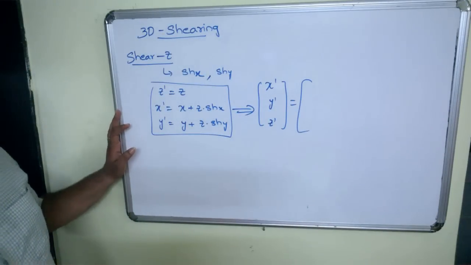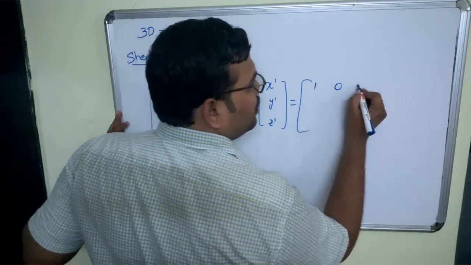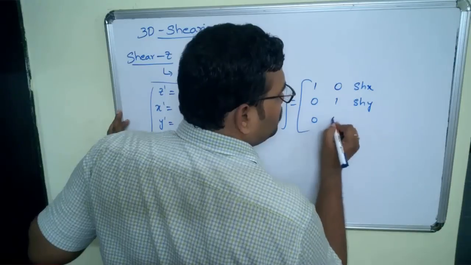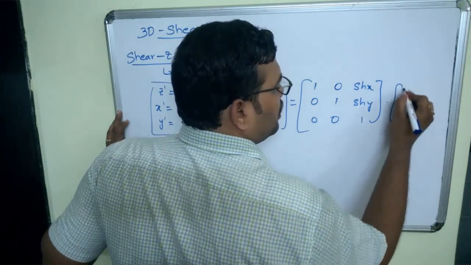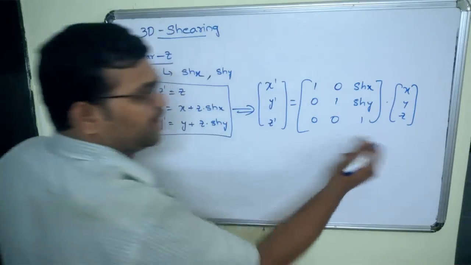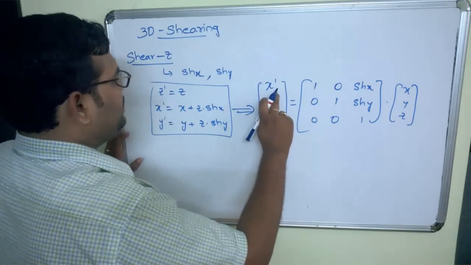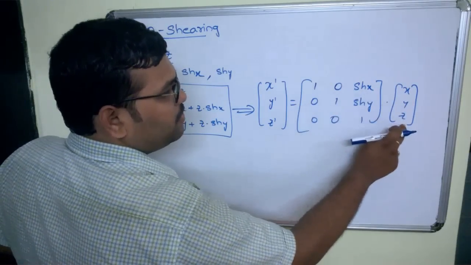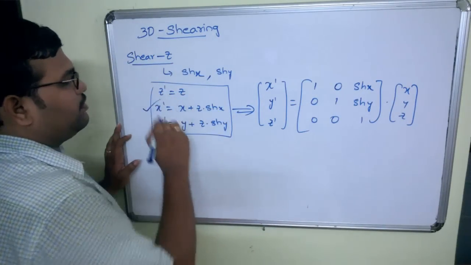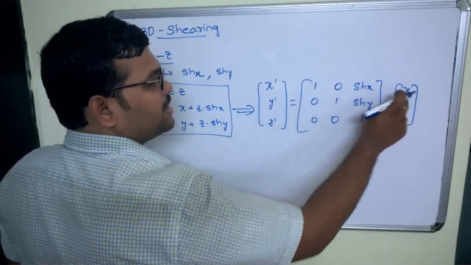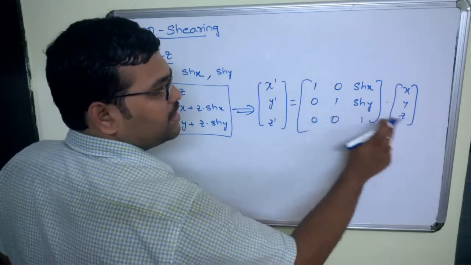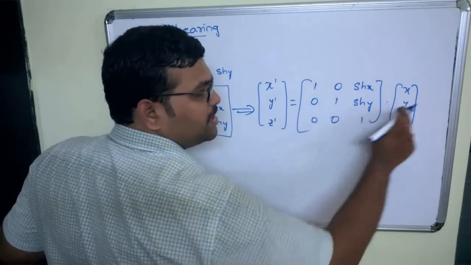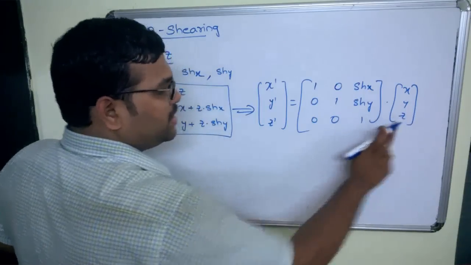Now we have to represent in matrix form: 1 0 shx, 0 1 shy, 0 0 1 into x y z. So let us multiply and see the formula. x' is equal to 1 into x plus 0 into y plus z into shx. y' is equal to 0 into x plus 1 into y plus shy into z. z' is equal to 0 into x plus 0 into y plus 1 into z.